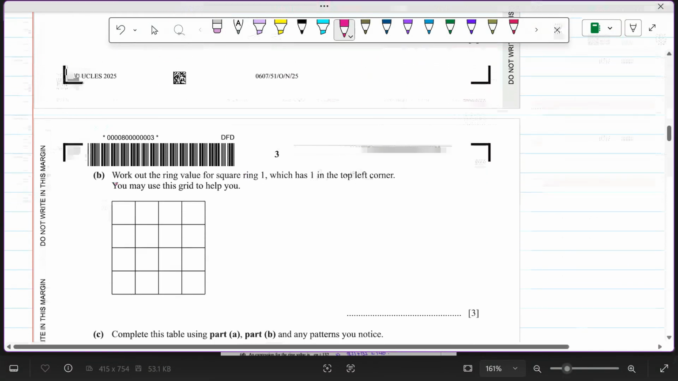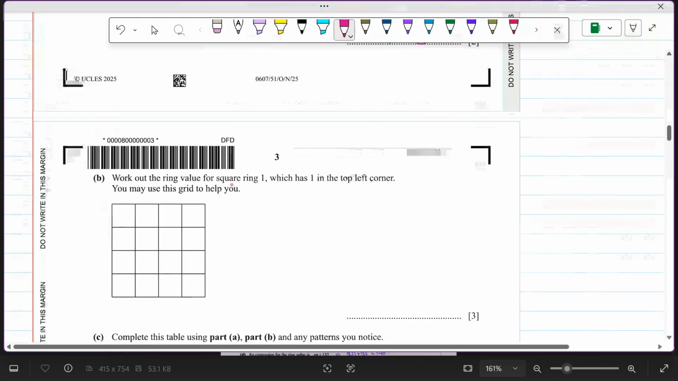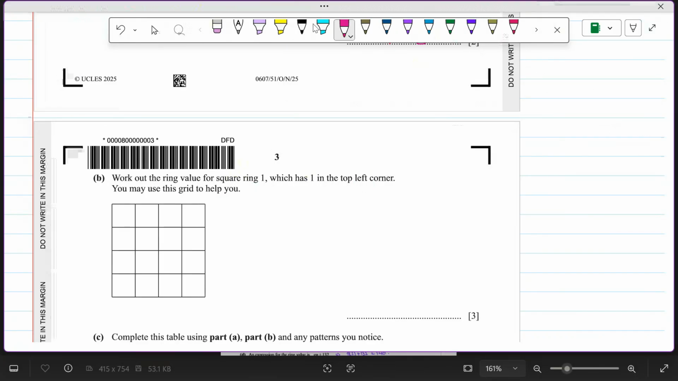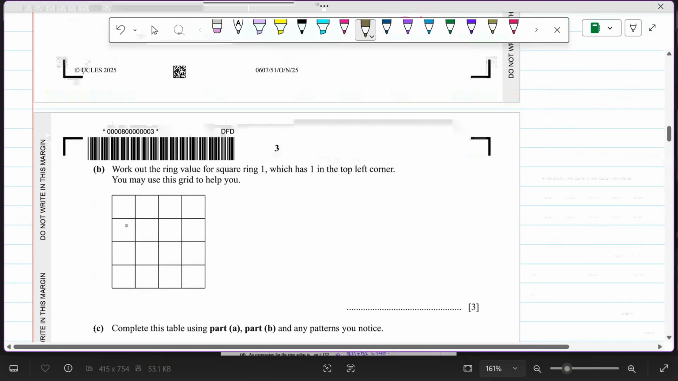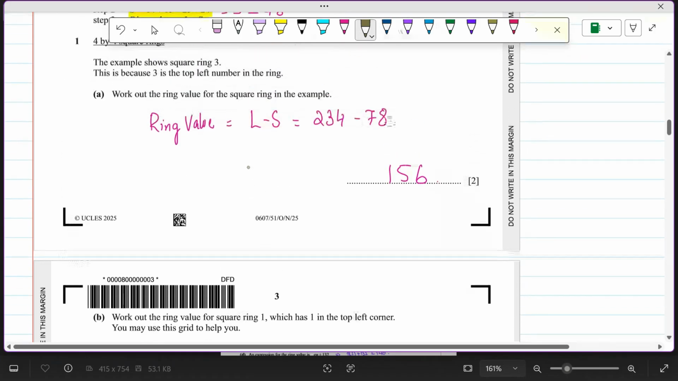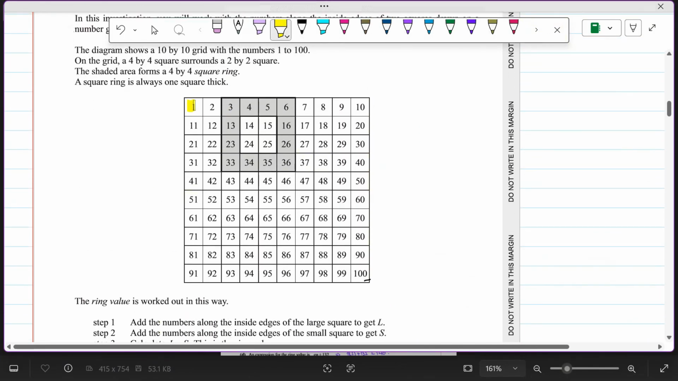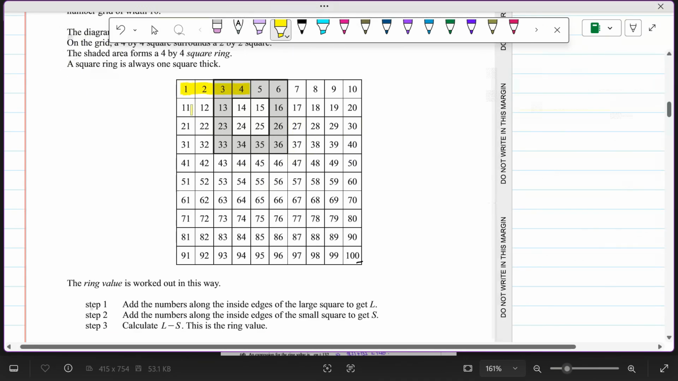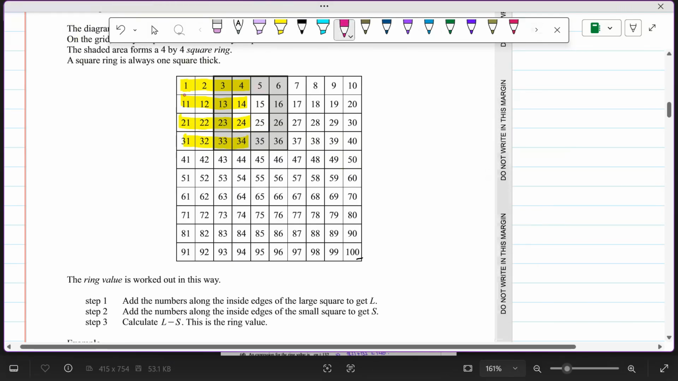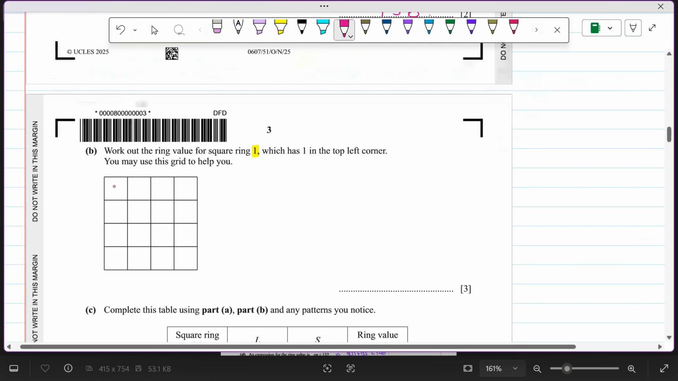Part B. Work out the ring value for the square ring 1, which has 1 in the top left corner. You may use this grid to help you. This is a 4 by 4 with square ring 1. It means we consider the square with top left corner value 1. So 1, 2, 3, 4.